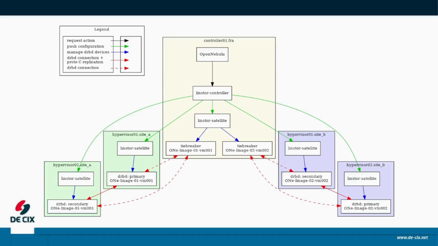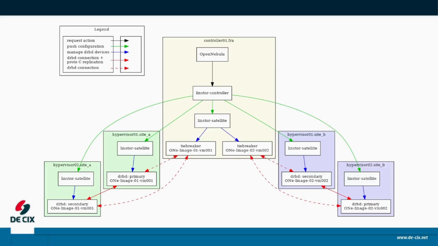In Frankfurt, we have a machine which hosts OpenNebula, the LINSTOR controller, and a LINSTOR satellite which is used for the tiebreaker devices. Shown here is a very simplified example with two remote IXPs, Site A and Site B, which host two hypervisors with LINSTOR satellites each. Right now we have 20 sites running with this setup, which means 40 hypervisors.